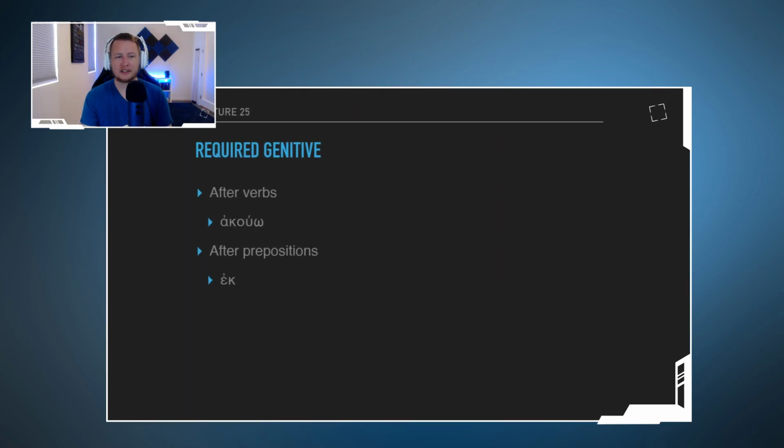There's the required genitive. This comes after verbs. Akuo is one of them. It comes after prepositions. Ek is one of them, right? So certain verbs and certain prepositions require the genitive to follow. Best thing to do is look up verbs in BDAG to make sure that it doesn't require a genitive following.